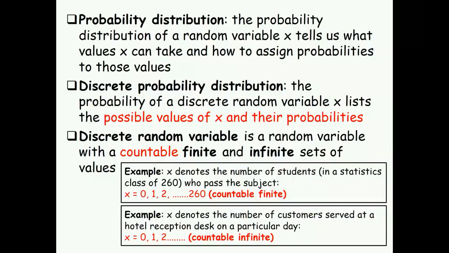But before that, discrete: things that you count, 1, 2, 3. It could be finite or it could be infinite. Finite means the number of students is 260. So the maximum would be, it is countable, 0, 1, 2, but we know the maximum. In the second case, it is countable because we could count 1, 2, 3, 4, but it is infinite. The number of customers served at a hotel reception could be 2, it could be 10, it could be 20, it could be 1,000, we don't know. So you can count it, but it is infinite.